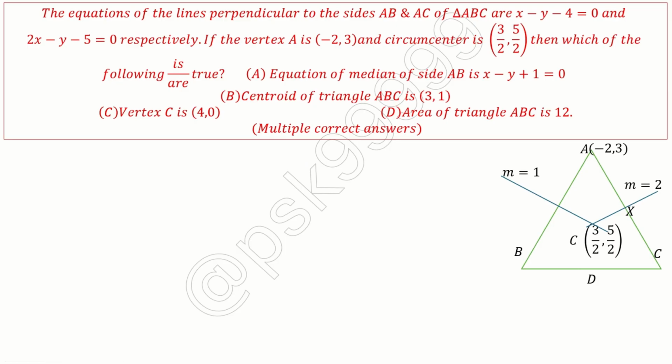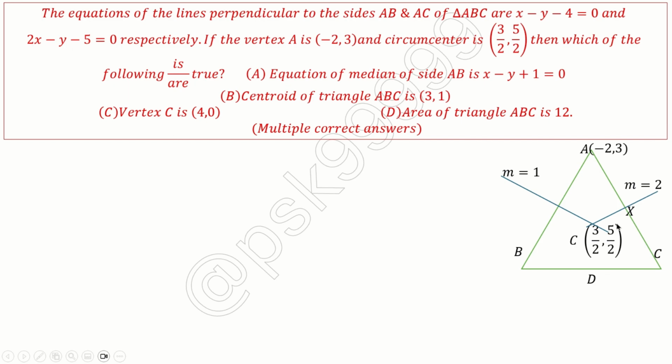So those two equations don't matter for me except for the slopes, because if I draw a perpendicular bisector, it is parallel to the given lines x minus y minus 4 equal to 0 or 2x minus y minus 5. So slopes I can take. The slope of the perpendicular bisector of AB is m equal to 1. The slope of the perpendicular bisector of AC is m equal to 2. We can take it from these equations.